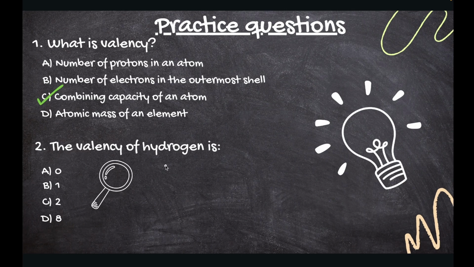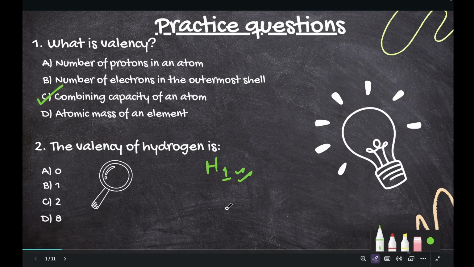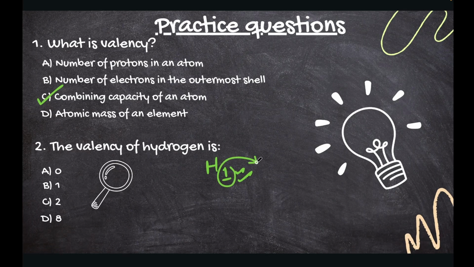Next question is, the valency of hydrogen is. The symbol of hydrogen is H and its atomic number is 1. So there is 1 electron in the outermost shell. To get stability, it loses its 1 electron. So its valency will be 1. So the answer will be B.